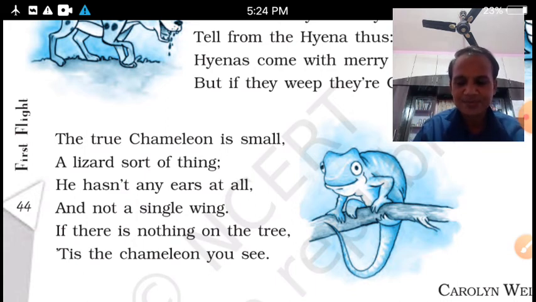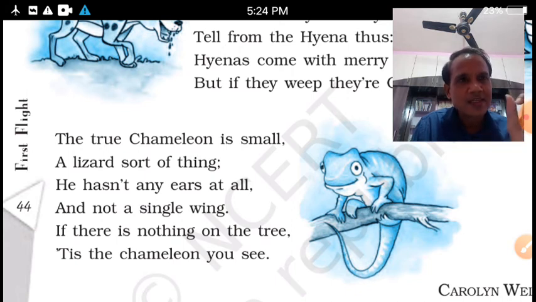The poet said that in the last stanza. A true chameleon is a small creature like a lizard. Here chameleon means it is a kind of animal which looks like a lizard. छिपकली के जैसा लगता है वो, but it is little bit bigger than the lizard. He doesn't have any ears and he doesn't have any wings. So we call it he has neither ears nor wings.